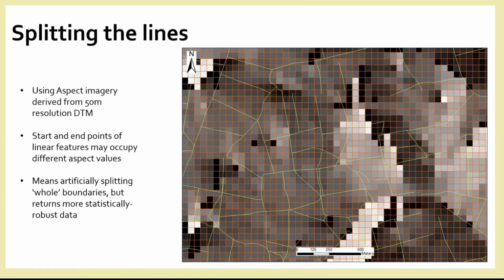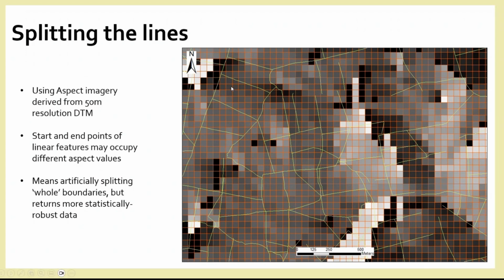So once I got all these lines transcribed, it became apparent that obviously not all field boundaries are dead straight, and they turn. In that way, you cannot measure the orientation of a single field boundary because it varies. So to combat that, I used aspect imagery, which derives from a 50-meter resolution digital terrain model.